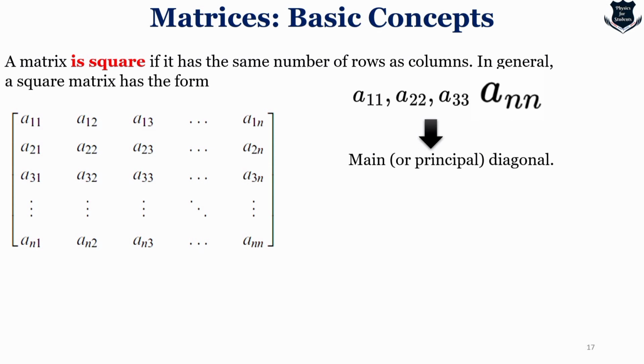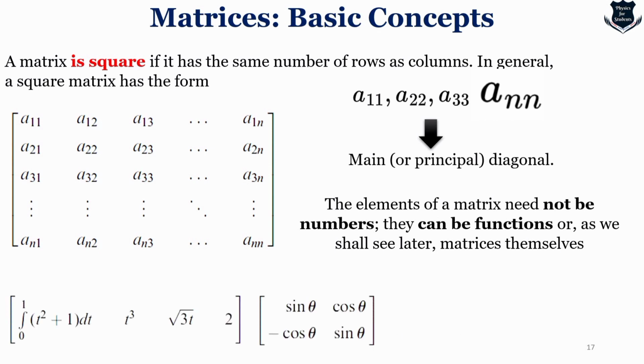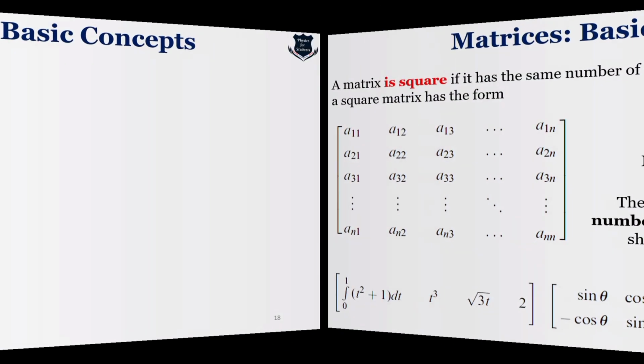And the elements of a matrix are not always numbers. They can be functions themselves, as we will see. For example, this matrix and this matrix and this matrix. You see there is no number. It can be an exponential, an integral, or trigonometric functions also. Just to make you aware that the elements or entries of a matrix are not necessarily numbers. They can be anything.